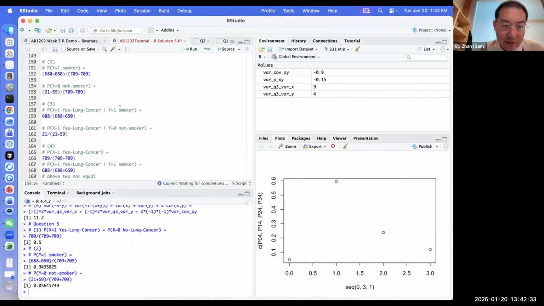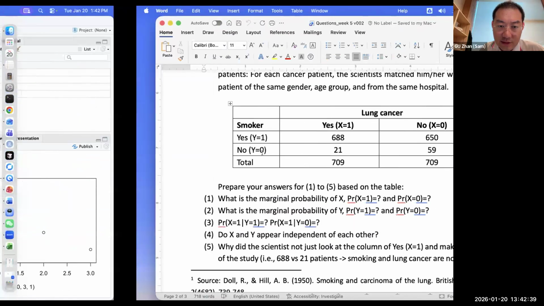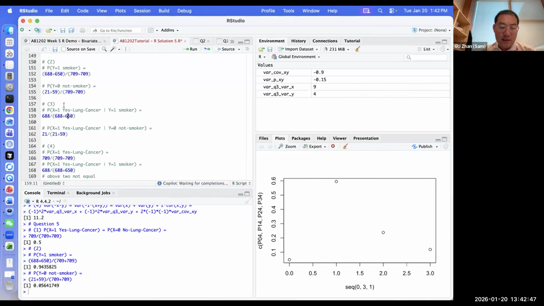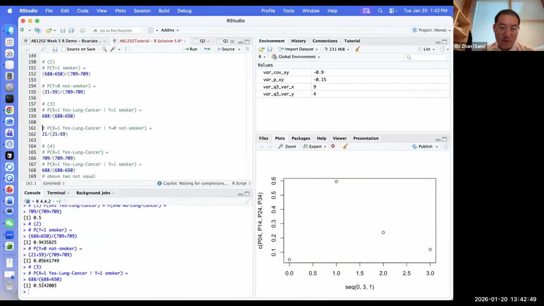Lung cancer, and they are smokers. How many smokers are there? These are the number of smokers, y equal to 1. Then out of these smokers, how many are getting lung cancer? So 688. So 688 divided by this is about 51%.